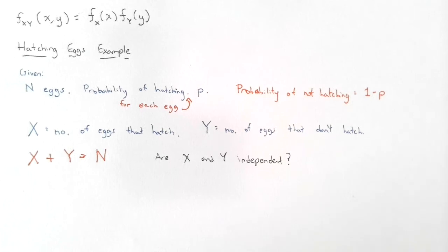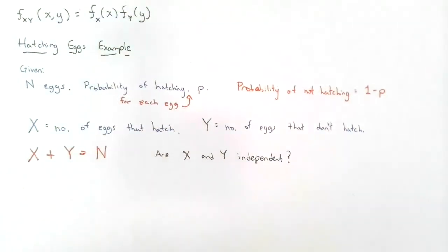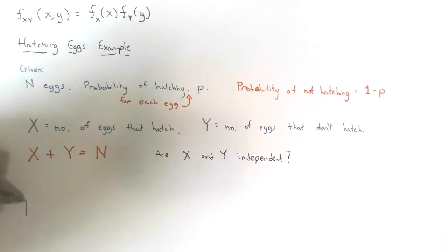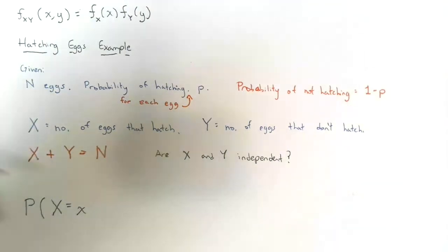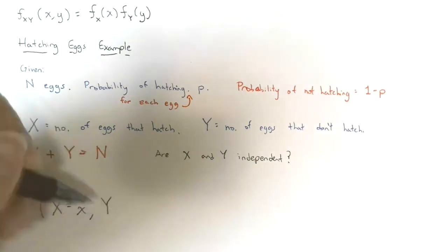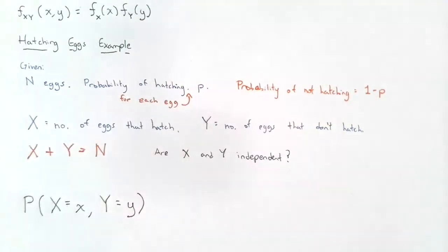So I would like to start by saying that we want to find the probability that X, the number of eggs that hatch, equals some value, little x, and the number of eggs that don't hatch equals some other value, little y. That's what we're looking for. We're looking for a joint probability. So we're looking for the probability that X equals little x, Y equals little y.